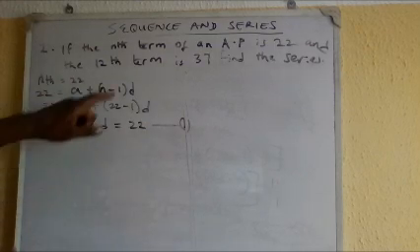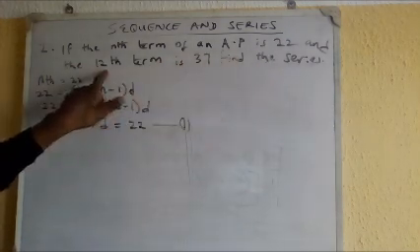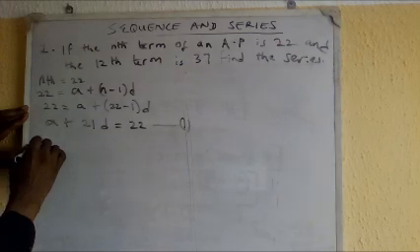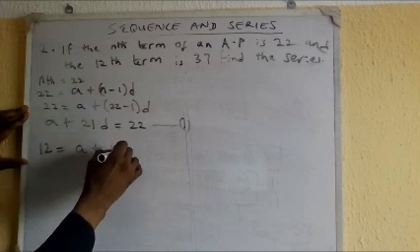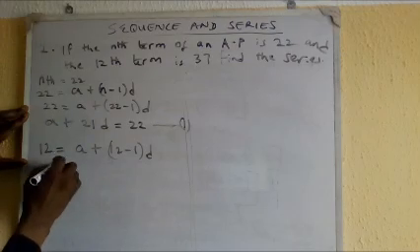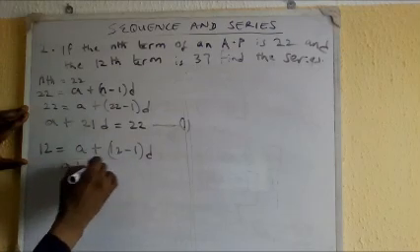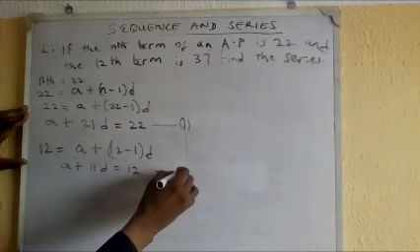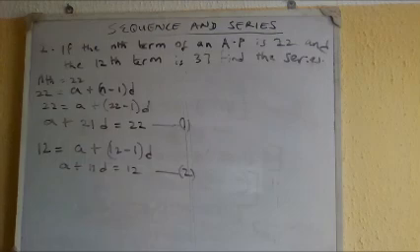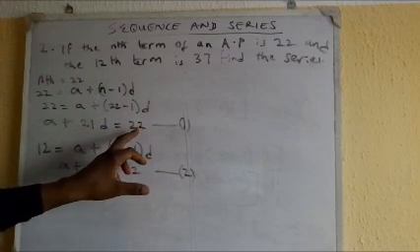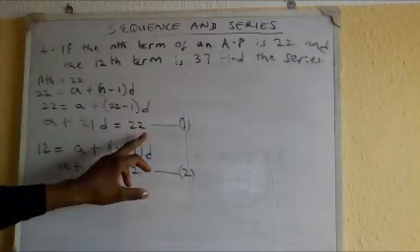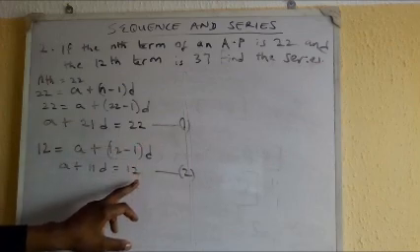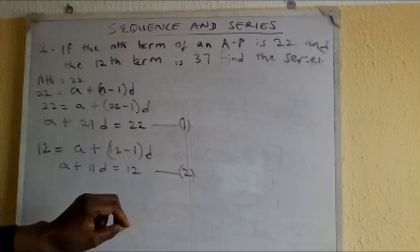So the next definition here, they said, and the 12th term is equal to a plus 12 minus 1 d. So I'm going to say a plus 11d is equal to 37, equation 2. So there are two equations in this question. Equation 1 says the nth term is 22, and the 12th term is 37.